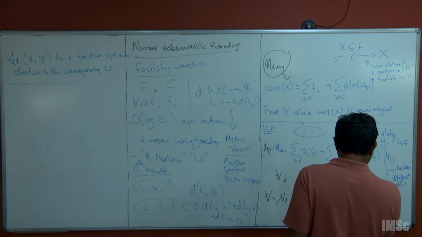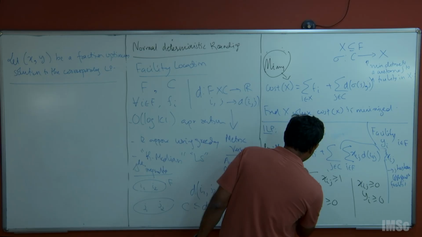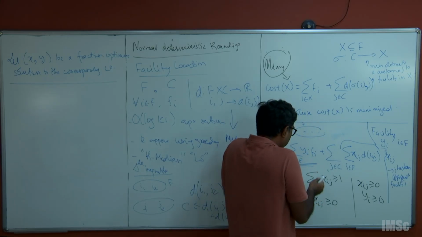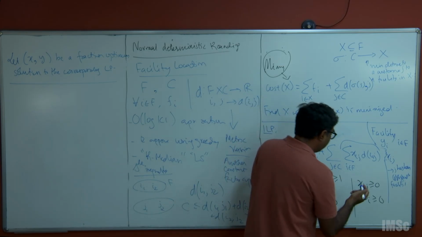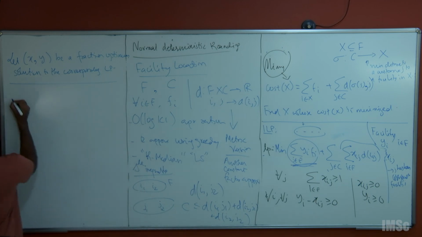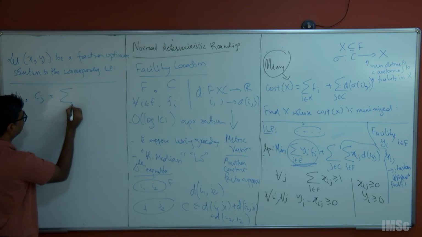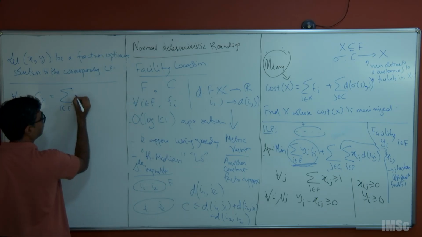So let's look at each j in the client set. There are two things: a certain amount of money the facilities pay to this LP, and a certain value each client pays. So for each j, let's say what is the cost a client j pays. The cost a client j pays is the summation over i in F of the quantity he pays, what is that?